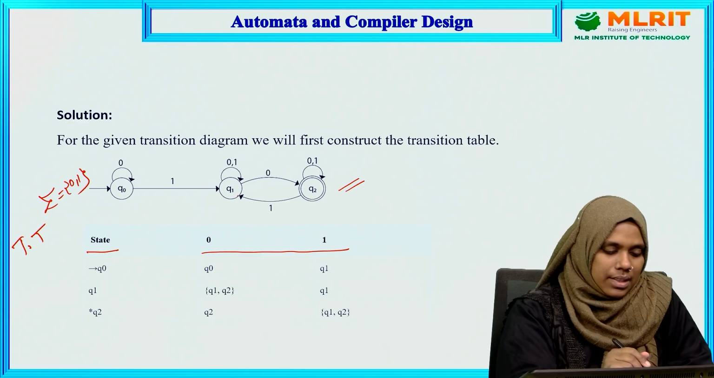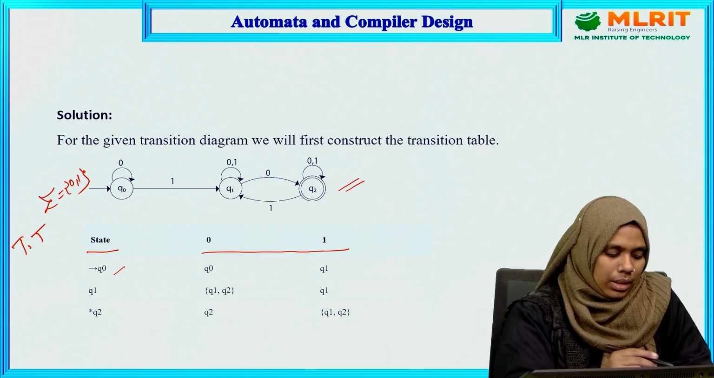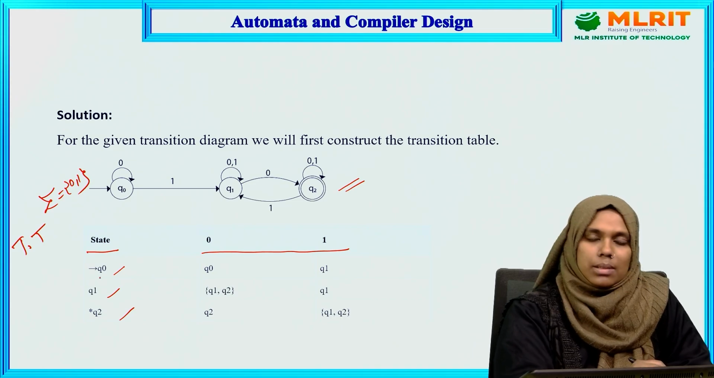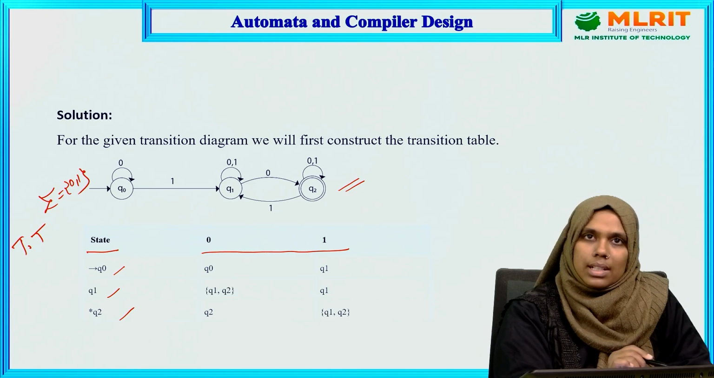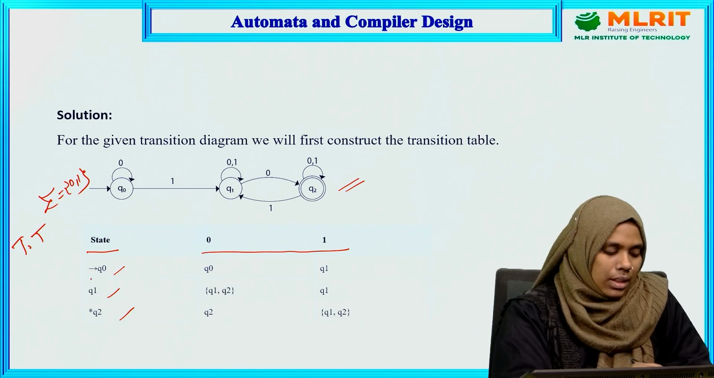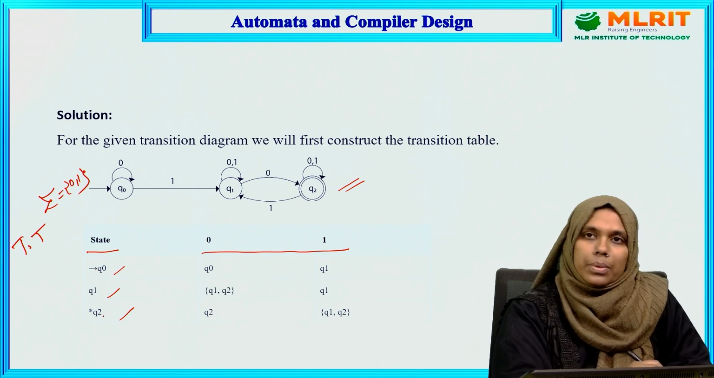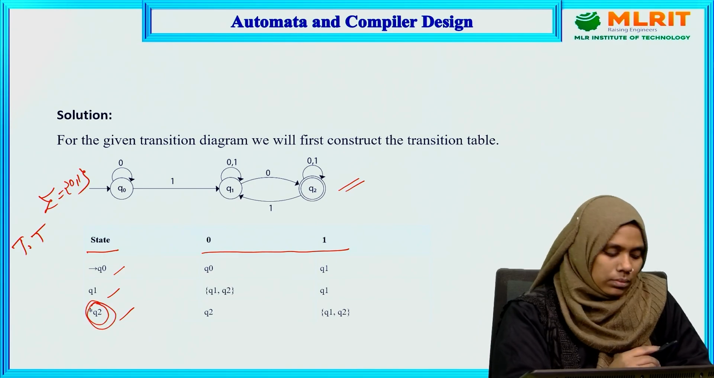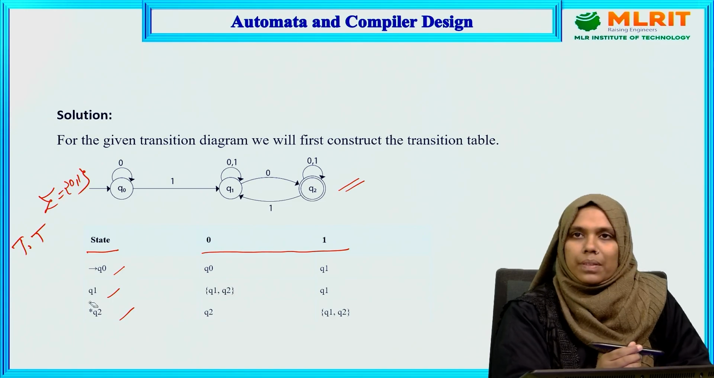Now how many states are given here? 3 states: Q0, Q1 and Q2. Q0 is the starting state. As we represent in the diagram the starting state and the final state, in the table also we have to represent the starting state and the final state. So Q0 is the initial state, represented with an arrow, and Q2 is the final state, represented with a star, or else we can simply use a double circle. If you are representing a star, there is no need of a double circle.